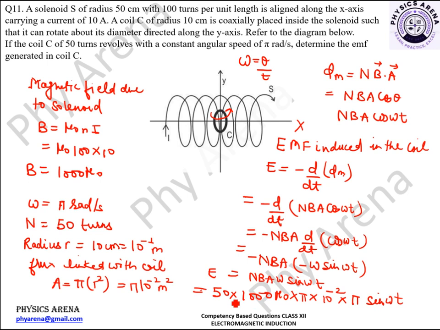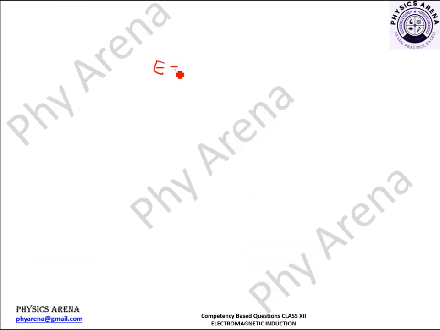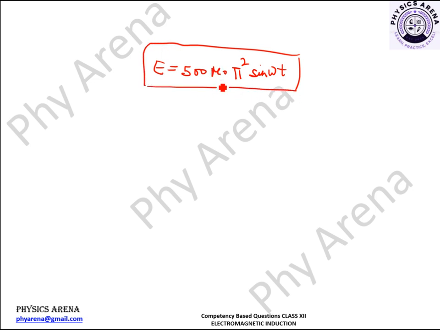When we solve it out, this 0 will cancel out with this 10 to the power minus 2, and we are left with 5 multiplied by 100 multiplied by mu naught multiplied by pi multiplied by pi. So that will be equal to 500 mu naught pi square sine omega t. So this is the final answer that is required. We can also put the value of mu naught, but even if we write it like this, it is sufficient. So this is the final answer, that the EMF induced in the coil C will be equal to 500 mu naught pi square sine omega t.